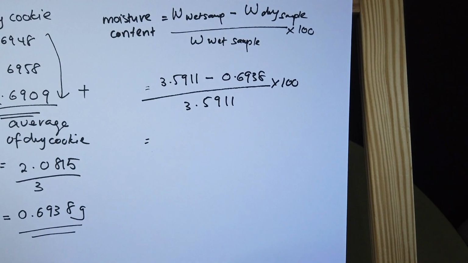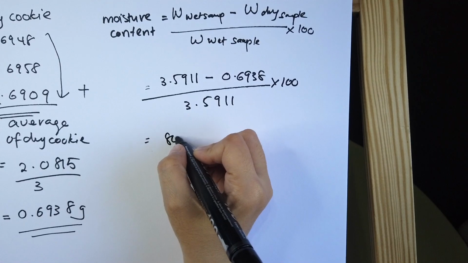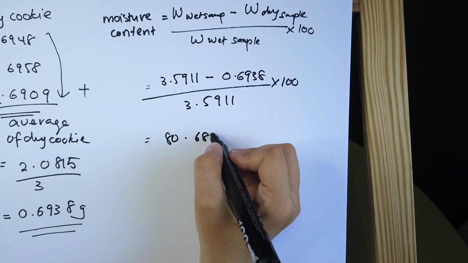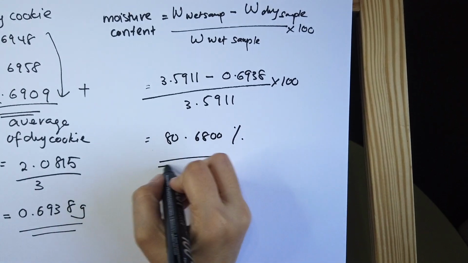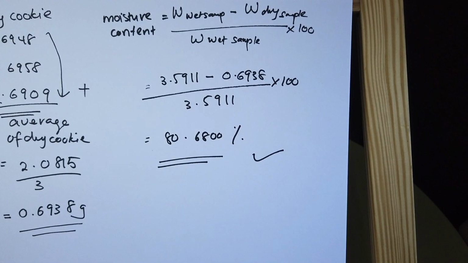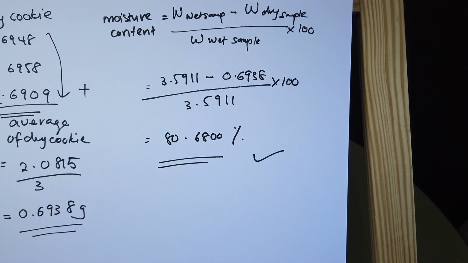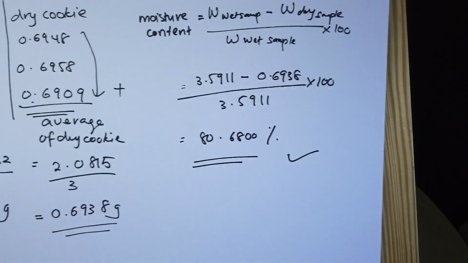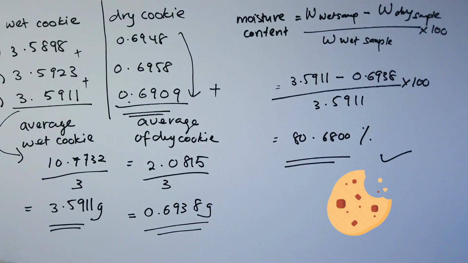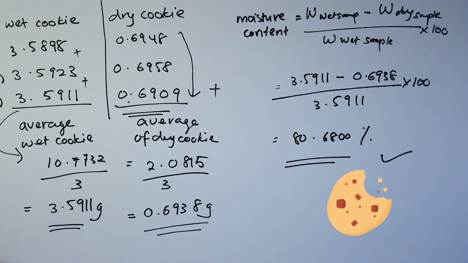So you just have to press your calculator. You should get the moisture content equivalent to 80.6800%. So this is your final answer. Alright, that's about it. The 3 questions I asked you in this third quiz for moisture.